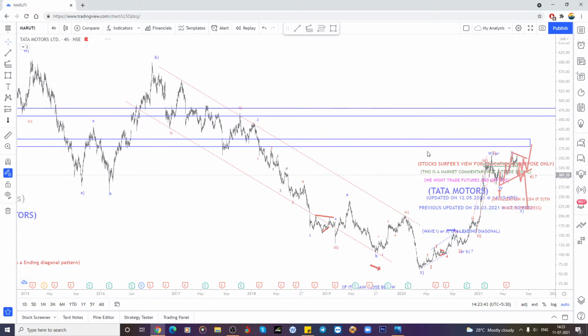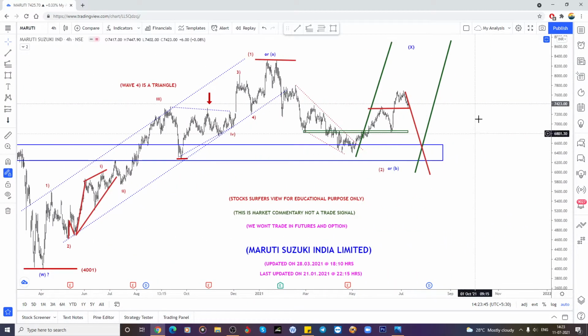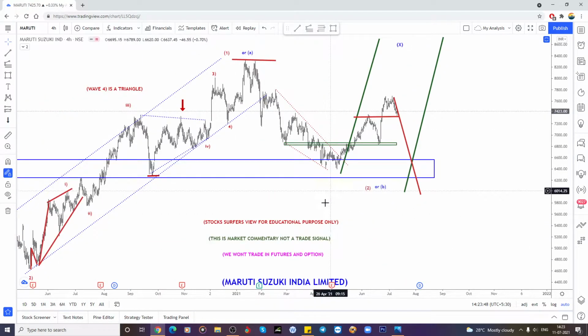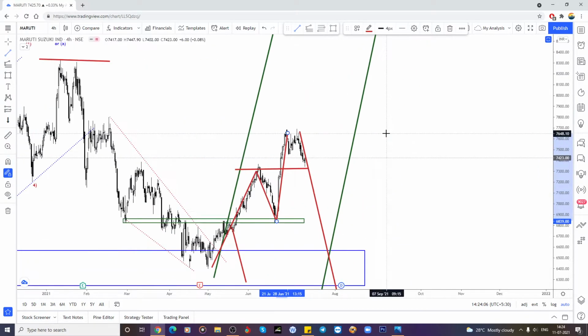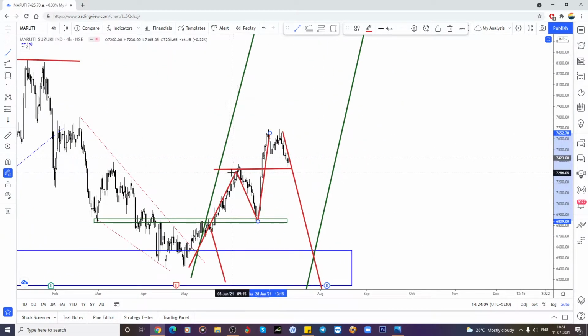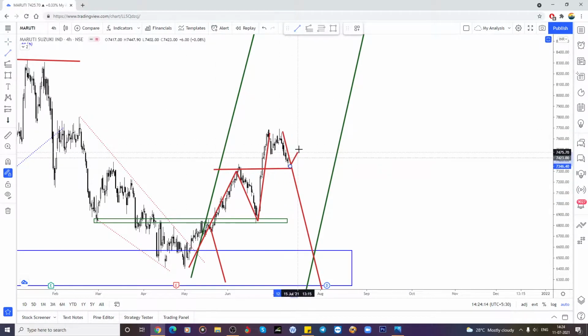The next is, see, here also what I expected from this zone, it exactly bounced, but from here I thought it could make one more low also, right? But it didn't happen. So this is A, this is B, 1, 2, 3, 4, 5 is already completed, and we are in the bounce. And it's already overlapped, and additionally what I expected, this zone could be a bounce, again it bounced. So now it is going to make one more 3-wave structure, and it could fall.